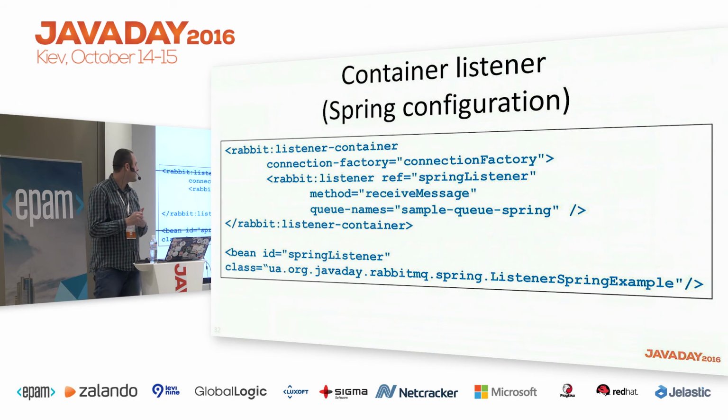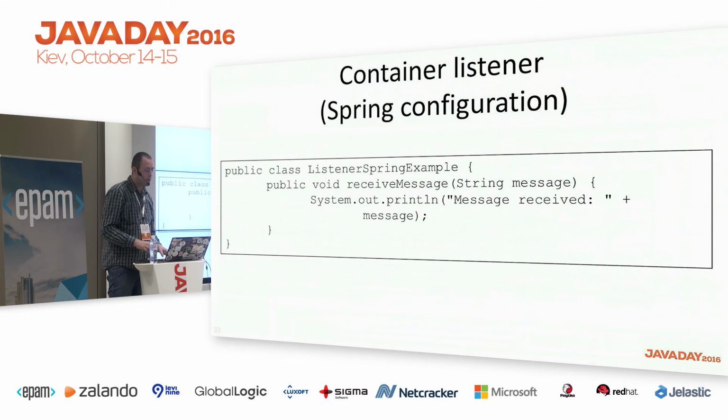For a listener, the situation is pretty much similar. You use the Rabbit namespace to create a listener container, and that listener container must reference some Spring Bean, which is a class that implements a method that is used to receive those messages. Basically, that class is used as the listener implementation. And a listener implementation may look something like this. Pretty simple. We have a class with some method that is used to receive the messages.